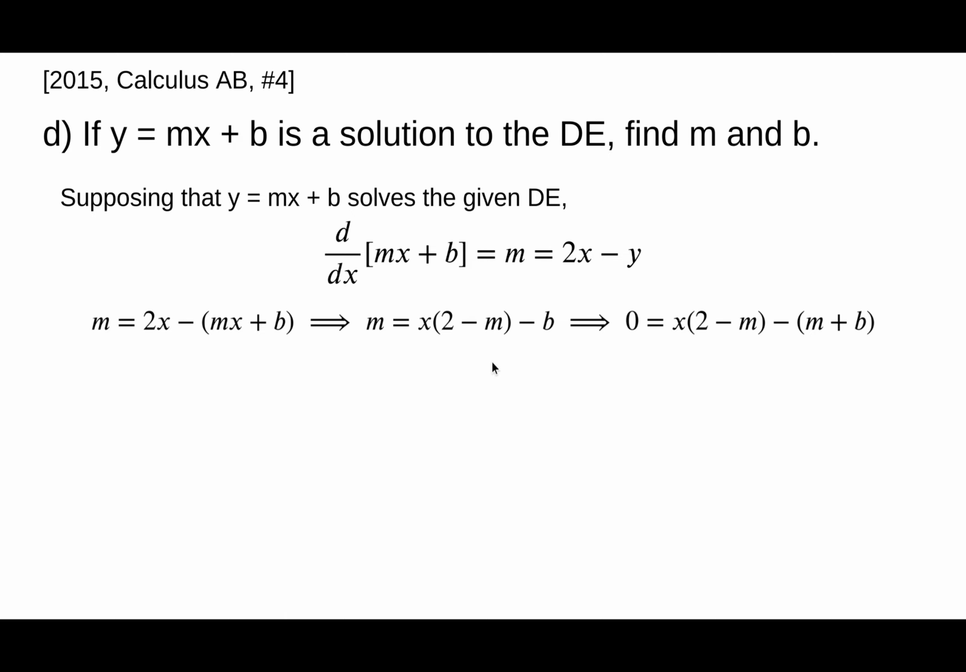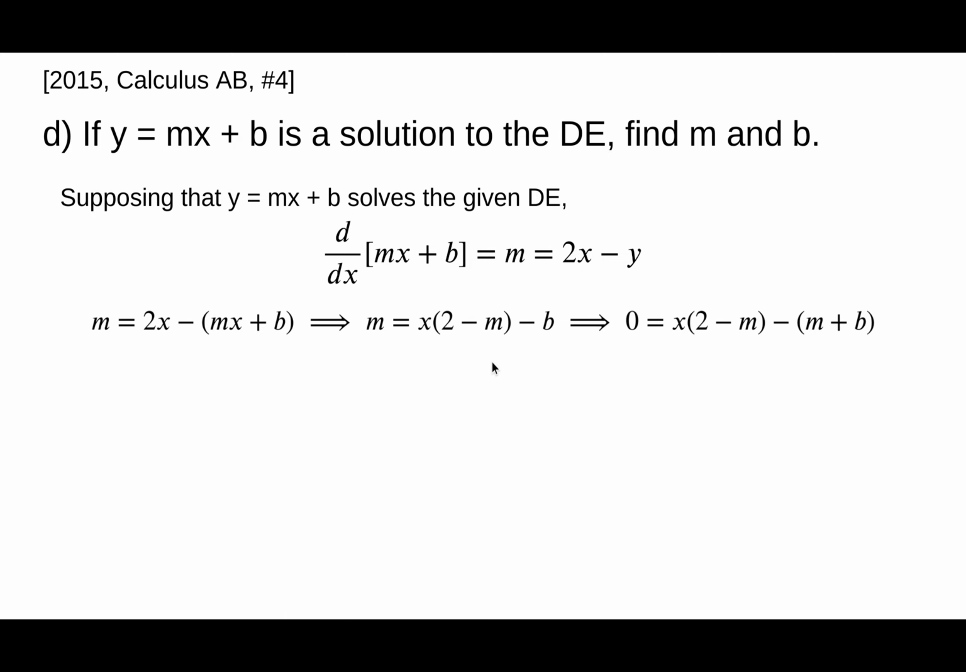But if we're assuming that y equals mx plus b is the solution, then when I have y in my equation, I can replace it with mx plus b. So let's do that. So now I have m equals 2x minus (mx plus b), right? I can factor out the x from the first two terms. So now I have (2 minus m) times x minus b, and I want that to equal 0. I'm sorry, I don't want it to equal 0, I just want to simplify it. I want the m's on one side.